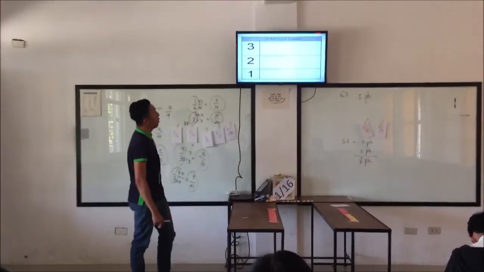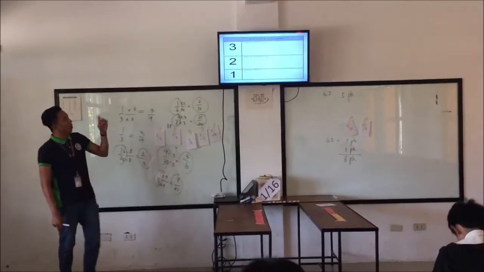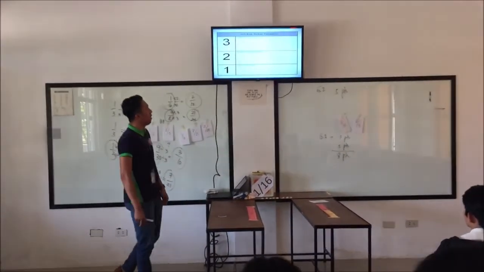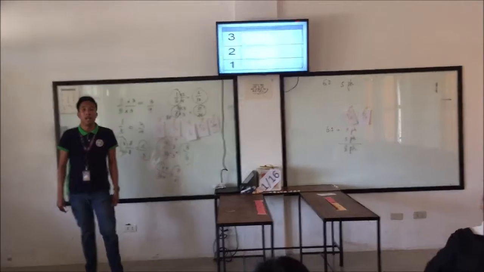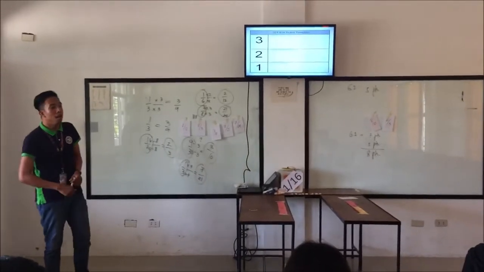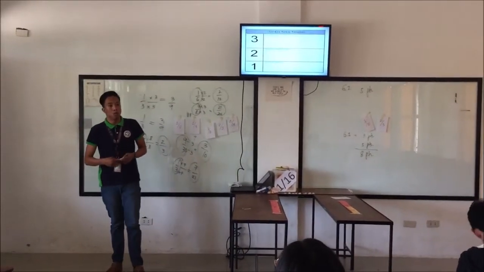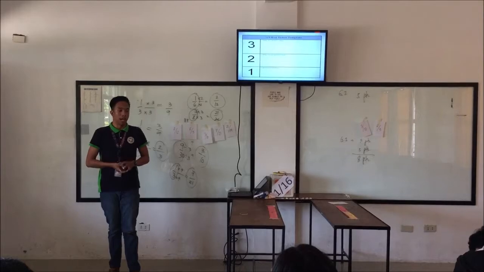So we have the 3-2-1 chart. 3 things you've learned today, 2 things you found interesting, and 1 question you still have. So please write it in your papers. And then after finishing our activity, please pass it to me silently. Alright?